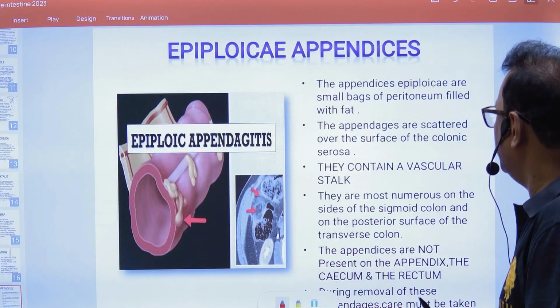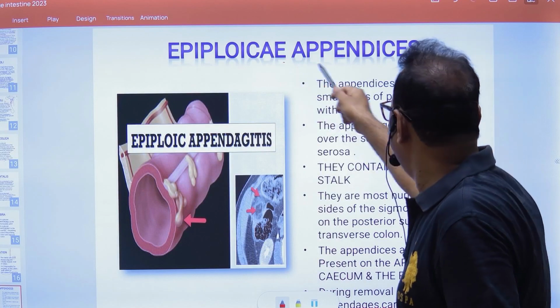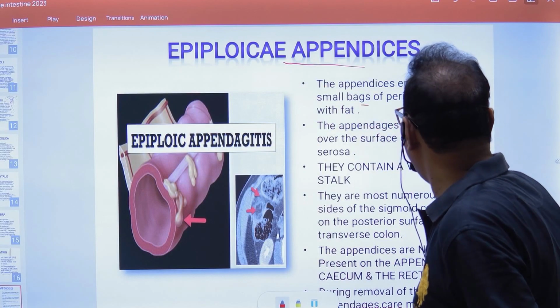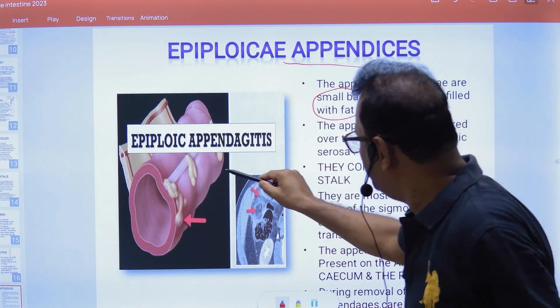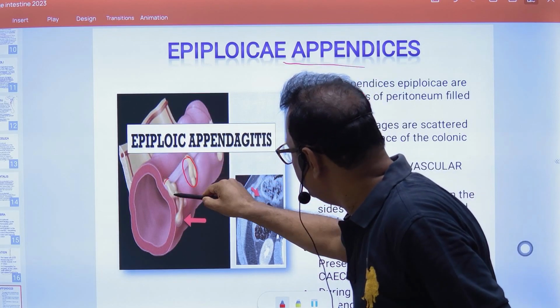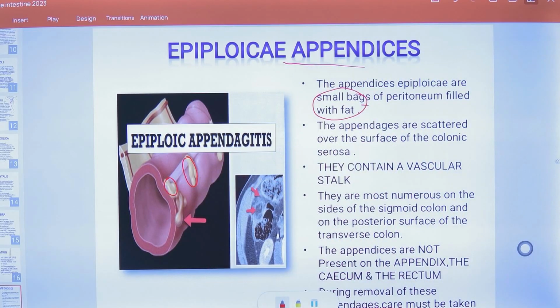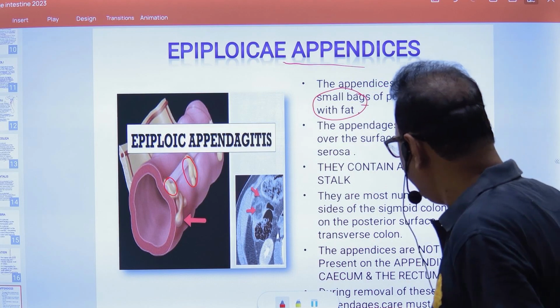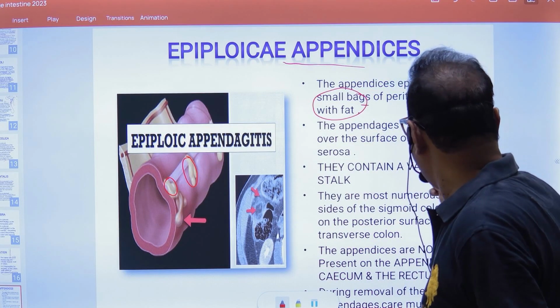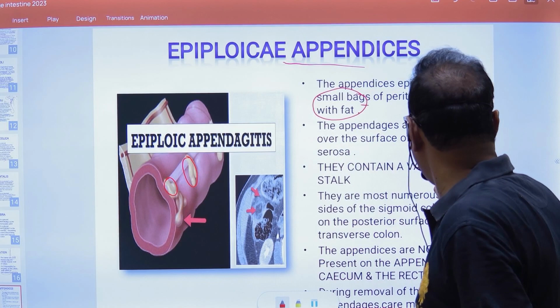Then next we have the epiploic appendices. They are small bags of peritoneum filled with fat, scattered over the surface of the colonic serosa.